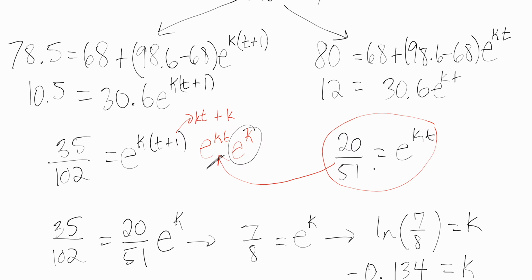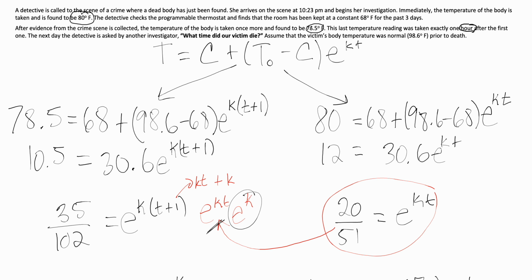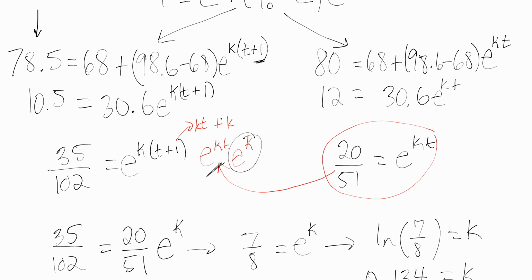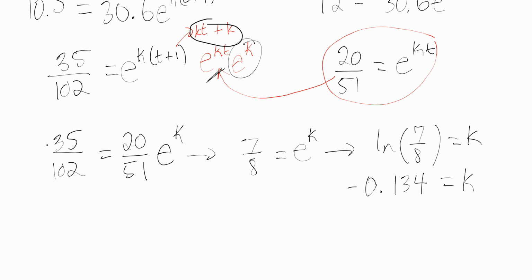So looking at our work so far, we took the two pieces of information that we had, the two measurements, the first measurement at 80 degrees, the second measurement at 78.5 degrees. The 78.5 degree measurement happened after the 80 degree measurement, so its time needs to be a little bit longer. Simplifying normal algebra, recognizing that we can rewrite this power, allows us to join the two equations together, and then a little bit of careful algebra and arithmetic gets us to a value of k of negative 0.134.